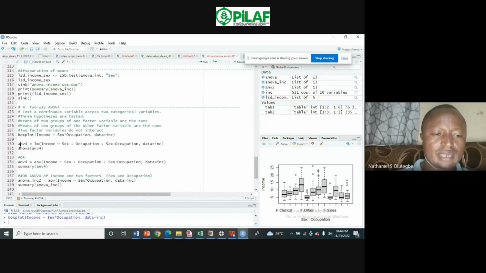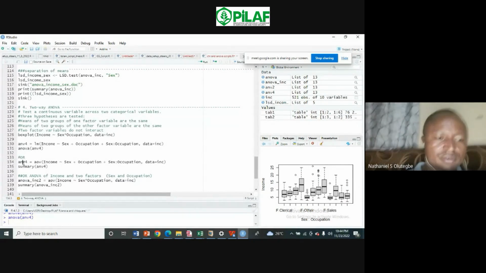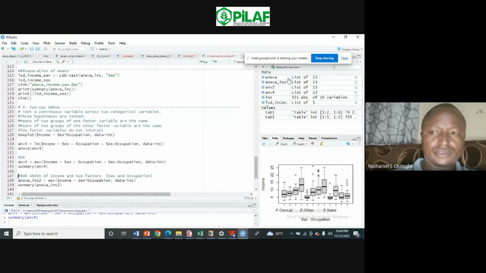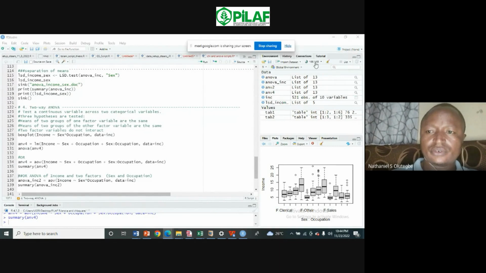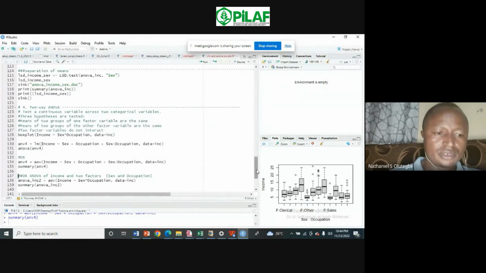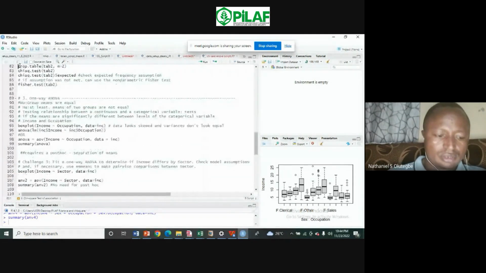Like I did earlier on, this is your ANOVA, and you have your summary here. I don't know why the summary is not showing. ANOVA, another ANOVA. No, it's also not showing. Something's wrong somewhere. Let me get it up, please. Run from the beginning again. It's supposed to show.